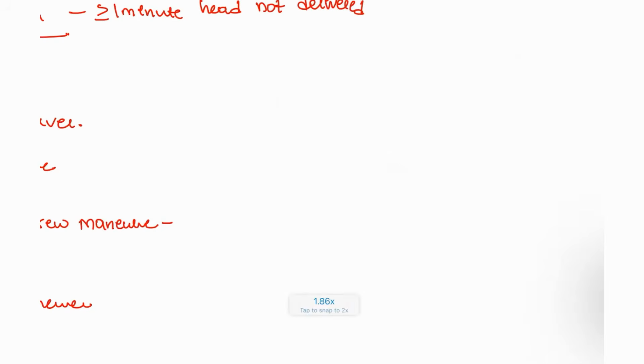And from these questions, the most common complication in the baby will be Erb's palsy. The most common nerve injured in the mother is going to be the lateral femoral cutaneous nerve.